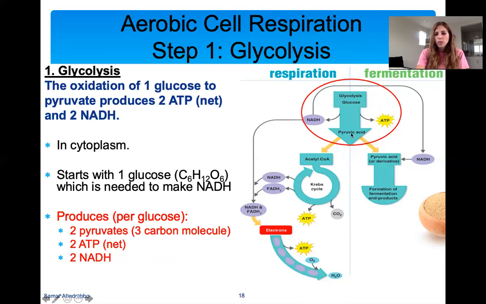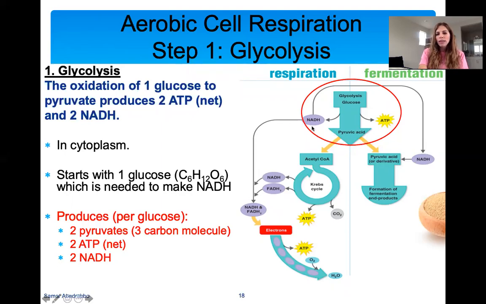What you get produced after glycolysis is 2 pyruvate molecules, which are 3-carbon sugars. This makes sense because glucose is a 6-carbon sugar. If I take a 6-carbon sugar and break it in half, I get 2 3-carbon sugars. You get a net of 2 ATP, and you get 2 molecules called NADH. NADH is an electron carrier. This will be important. The take-home message is that the first step in aerobic cell respiration is glycolysis. Glycolysis produces 2 ATP, 2 pyruvate molecules, and NADH.